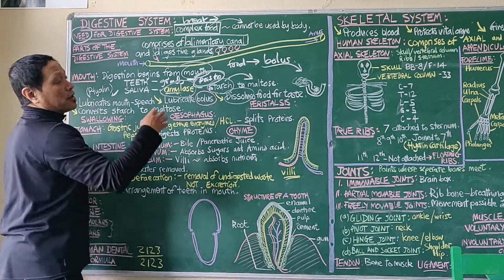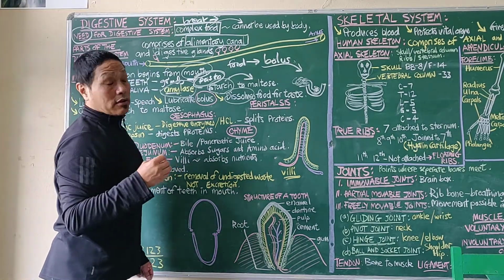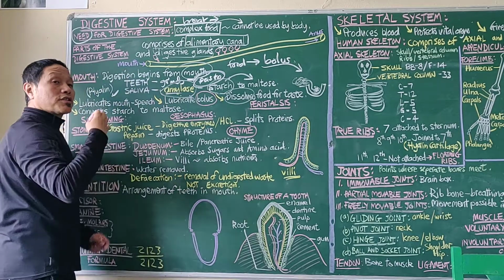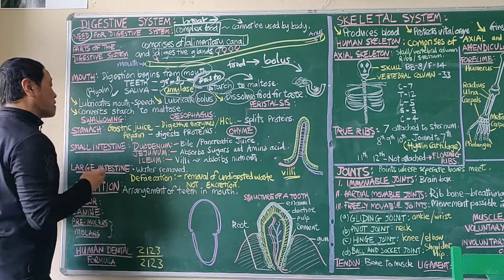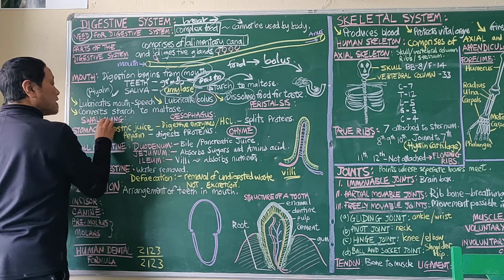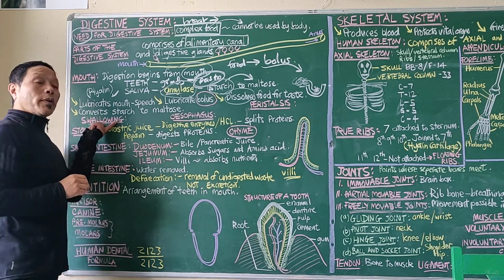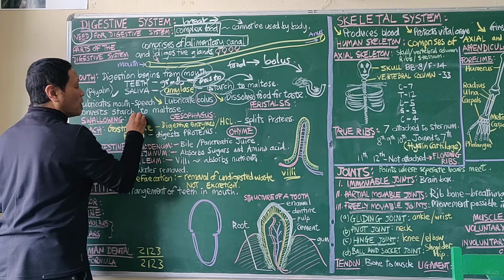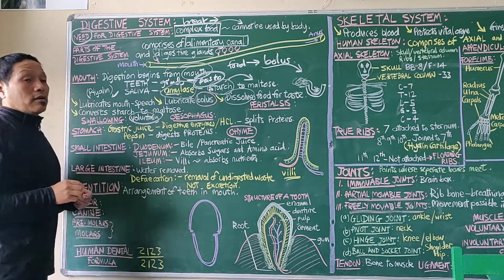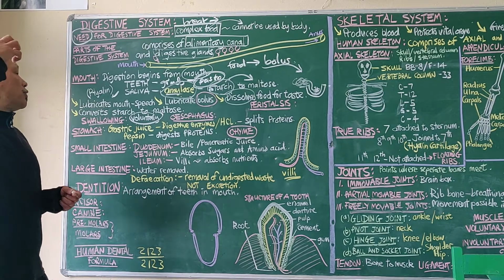After the production of bolus, after food is broken down into bolus, it is normally swallowed. So till the swallowing part, it is voluntary. It is controlled by your will. You can swallow.